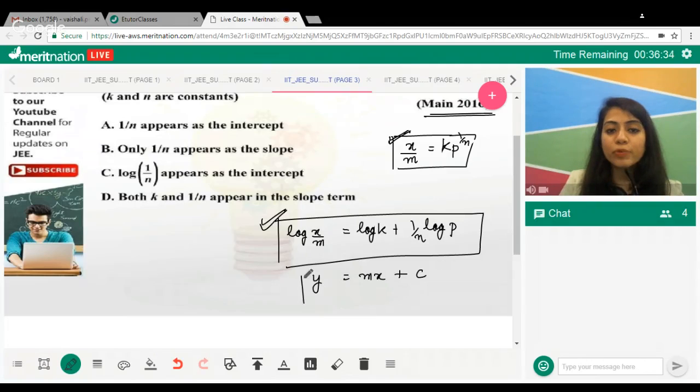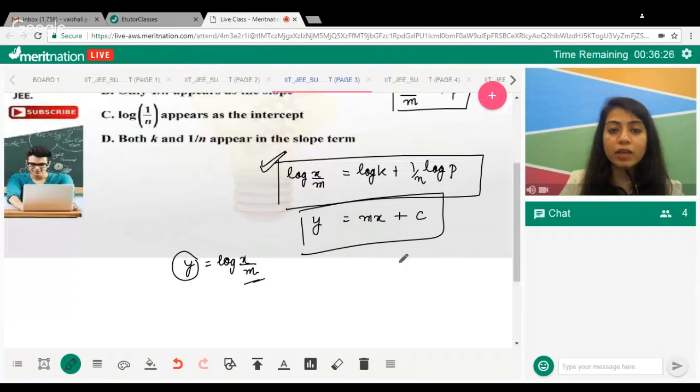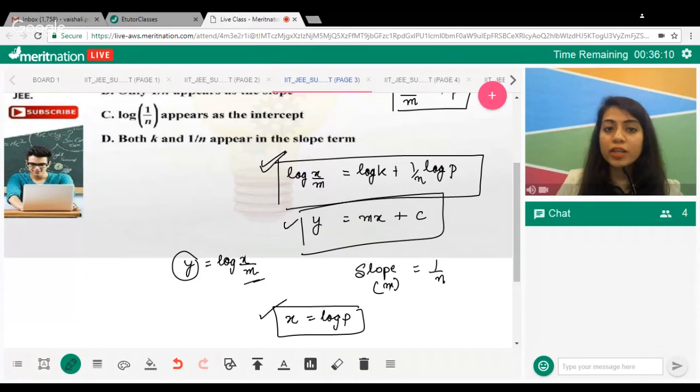So y is equal to mx plus c, where y here is log x by m, and c is log k. Slope is what here? That is m. Slope will be equal to 1 by n. And what is x? x is log p. You can equate it to the similar equation.